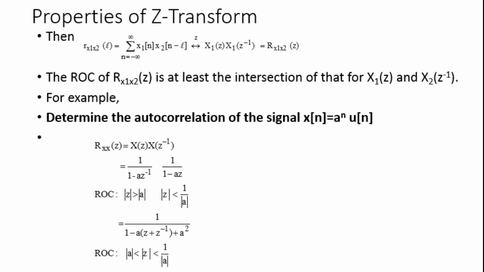For example, determine the autocorrelation of the signal x(n) equal to a^n u(n). Then the correlation R(z) is equal to X(z) X(z^-1), which is equal to 1 divided by 1 - a z^-1 times 1 divided by 1 - a z. Then the ROC is |z| greater than |a| and |z| less than 1/|a|, which is equal to 1 divided by 1 - a(z + z^-1) + a squared. Then the ROC is |a| less than |z| less than 1/|a|.